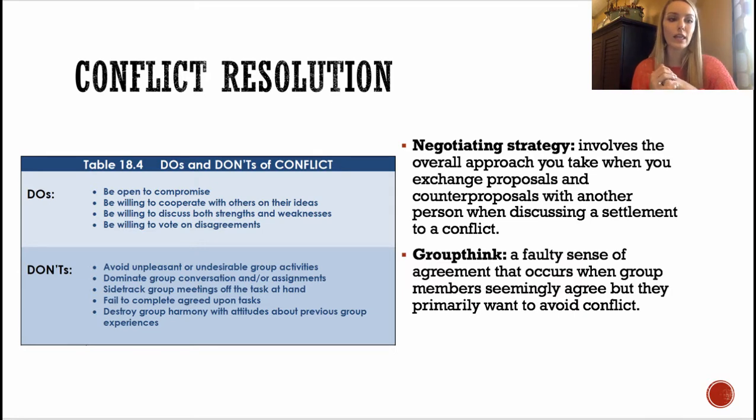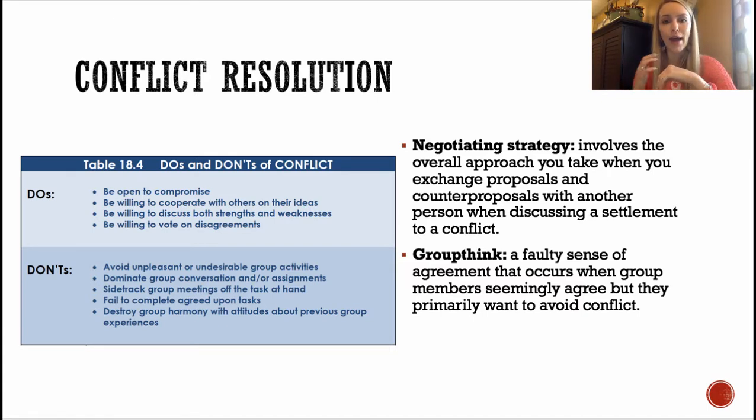So here you want to think do's. You want to be open to compromise, willing to cooperate, willing to discuss, willing to vote on disagreements. And you want to avoid unpleasant or undesirable group activities. You want to avoid dominating the group conversation. You want to create that cohesiveness, that back and forth, that conversational element. You don't want to sidetrack the group. Obviously, you don't want to fail to complete the agreed upon tasks, and you don't want to just destroy group harmony with your attitude about previous group experiences.